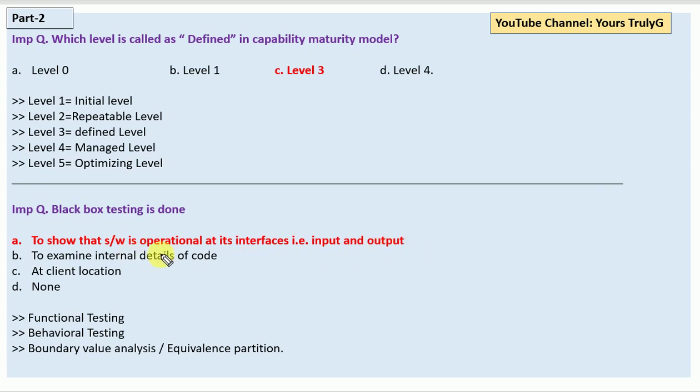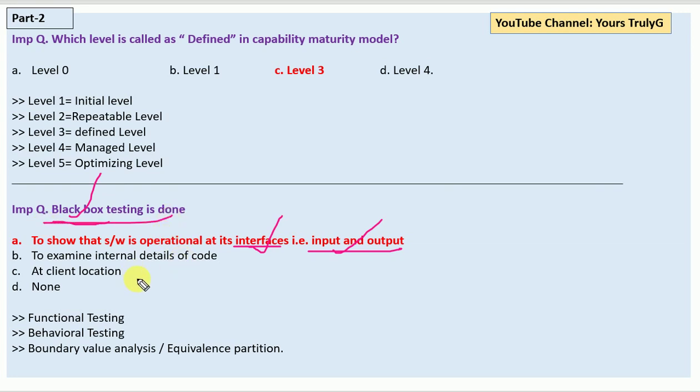The first option is black box testing. Black box testing is when we don't know about the internal structure. We just want to deal with the input and output. We just want to test the outer structure of the system. Then we have to do black box testing. If you are dealing only with input and output, the interfaces part, these words are very important. If interfaces are mentioned, if input and output are mentioned, it means it's a black box test.